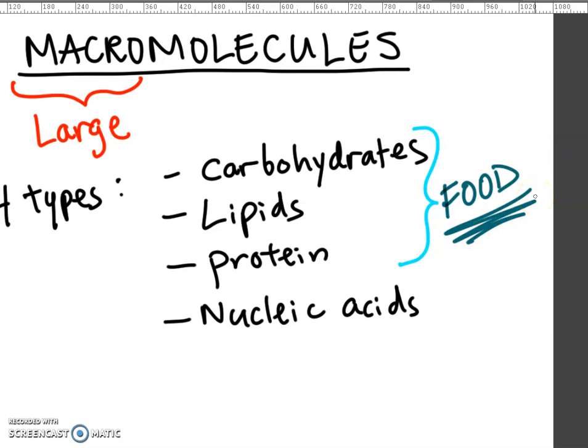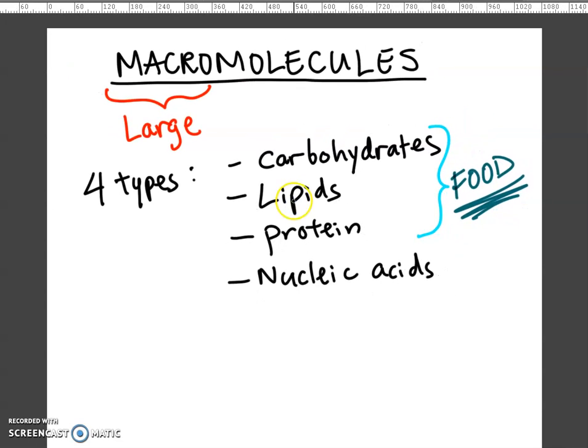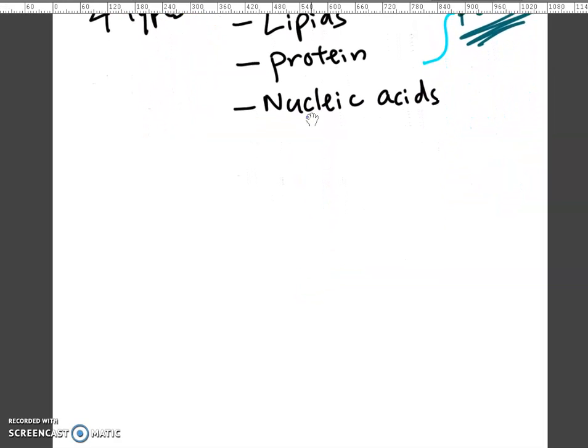A lot of times people say, I'm going on a low carb diet, or I'm going on a protein and carb only diet. They're actually talking about these large molecules that are going into their bodies. Whenever we talk about how humans get our energy and the stuff needed to build us so we can grow, we are talking about these 4 major types of macromolecules. So let's talk about these 4 macromolecules in detail.